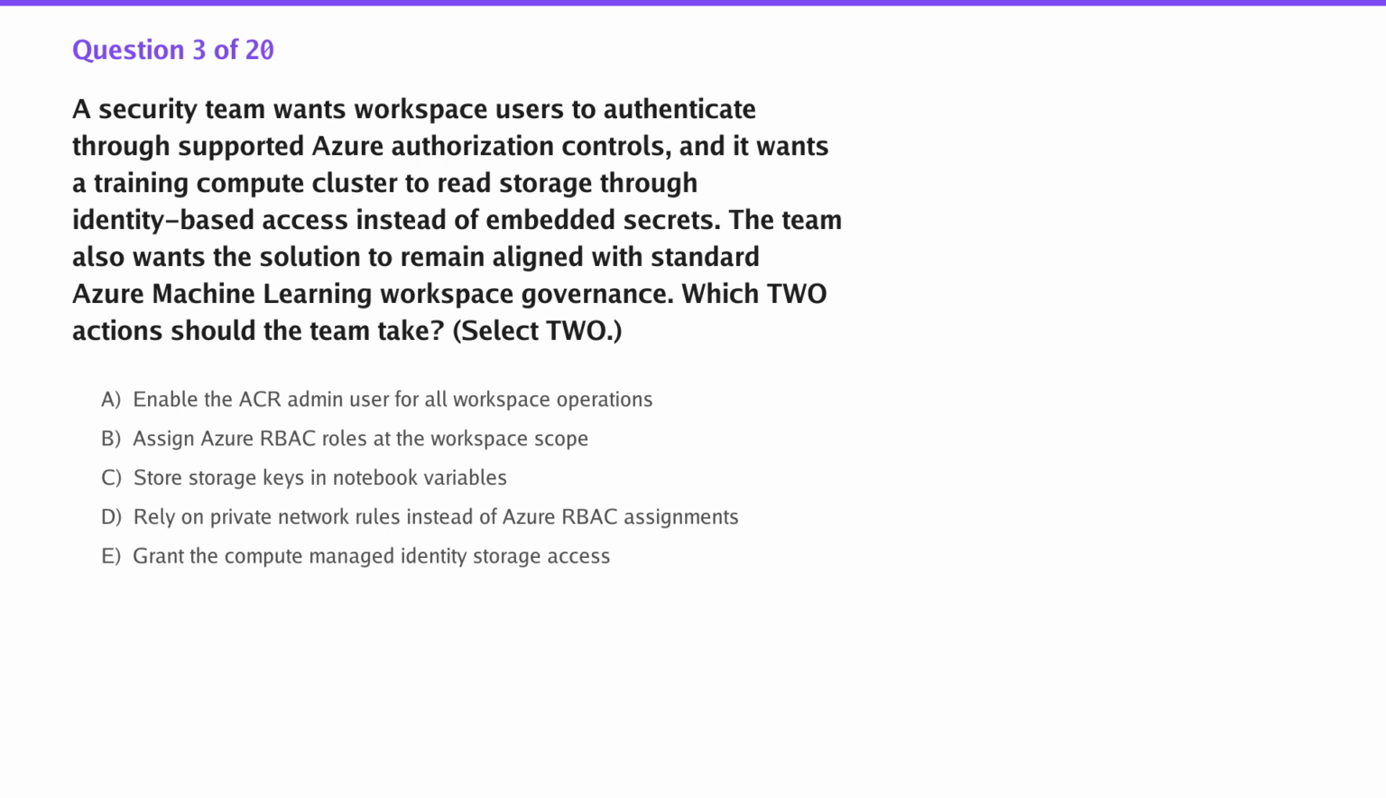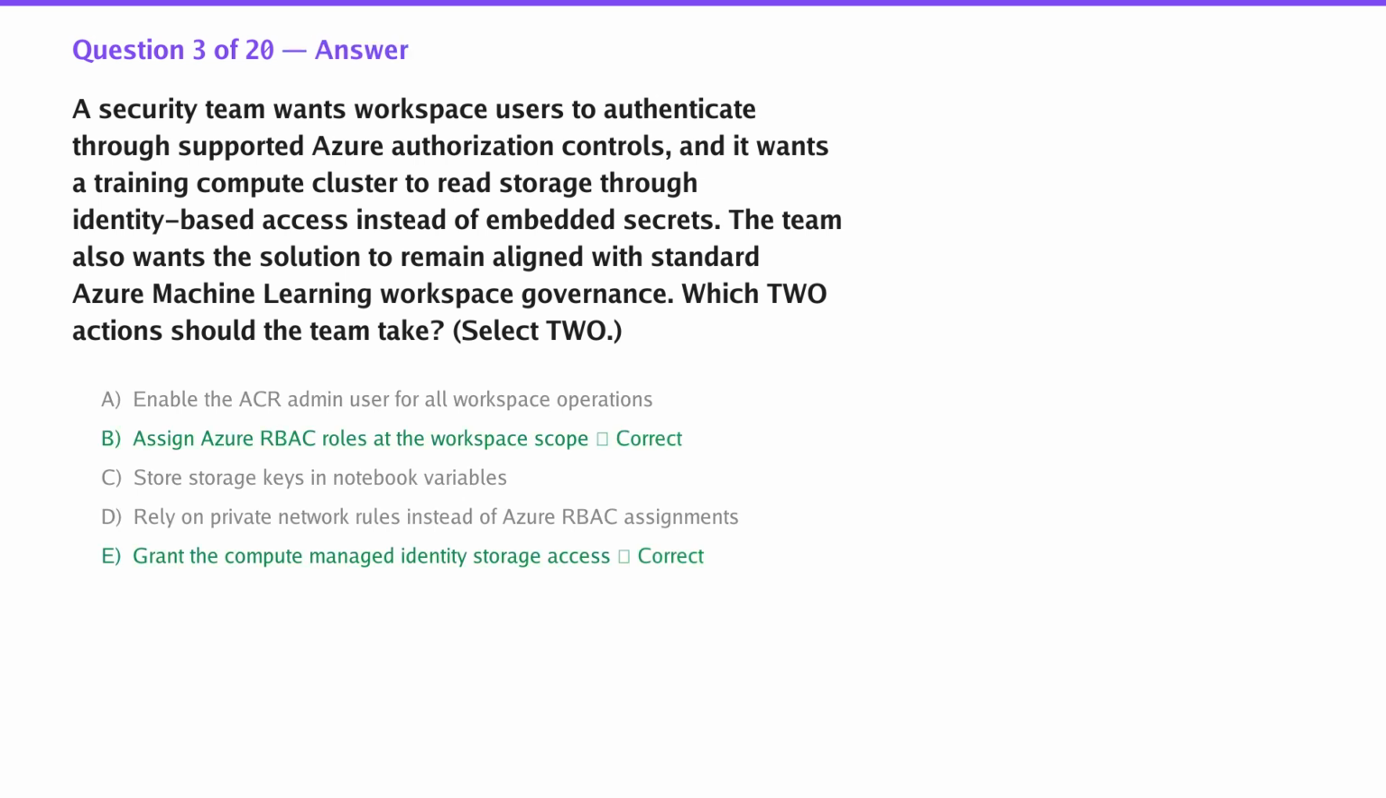Select 2. Option A, enable the ACR admin user for all workspace operations. Option B, assign Azure RBAC roles at the workspace scope. Option C, store storage keys in notebook variables. Option D, rely on private network rules instead of Azure role assignments. Option E, grant the compute managed identity storage access.